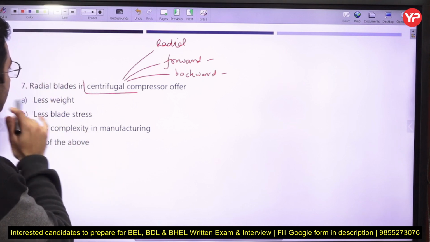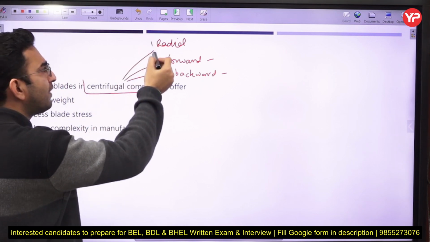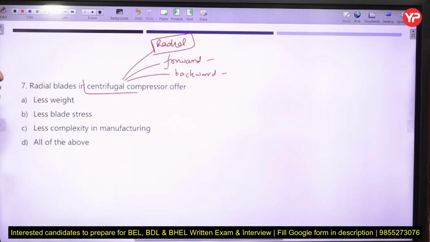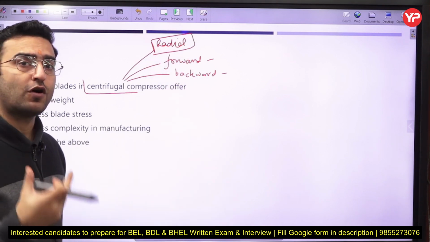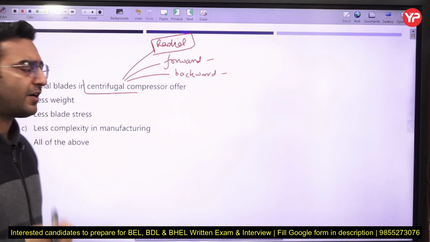Okay, so if you see what are the benefits here, actually the radial blades are very simple to manufacture here. Okay, and correspondingly the amount of stresses which is produced over the blade cross section is very less in the case of radial blade, because it is a symmetrical type here.